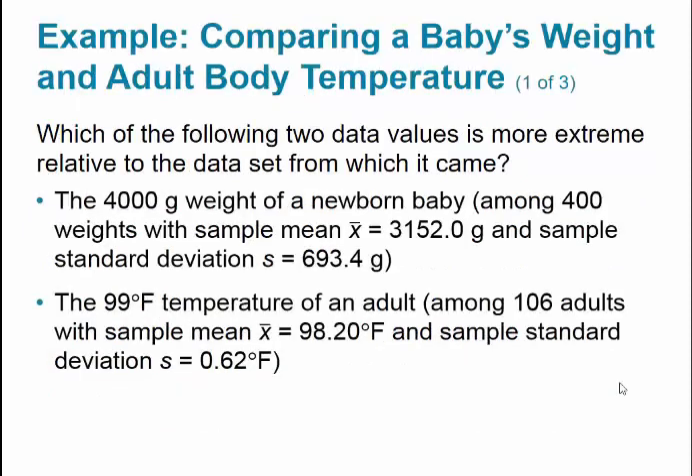So here's an example. We're going to compare a 4,000 gram weight of a newborn baby to a 99-degree Fahrenheit temperature of an adult. For the newborn baby, the sample size was 400 with a sample mean of 3,152 grams and a sample standard deviation of 693.4 grams. For the adult temperature, the sample size was 106 adults, with a sample mean of 98.20 degrees Fahrenheit and a sample standard deviation of 0.62 degrees Fahrenheit.